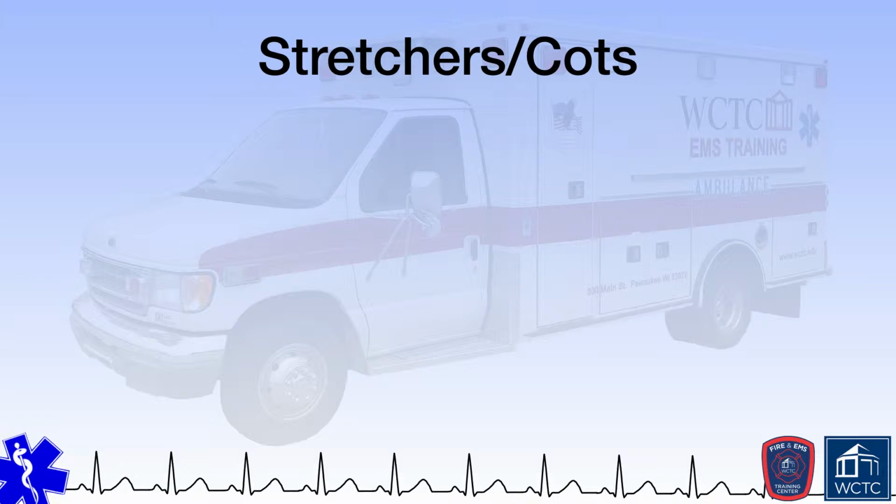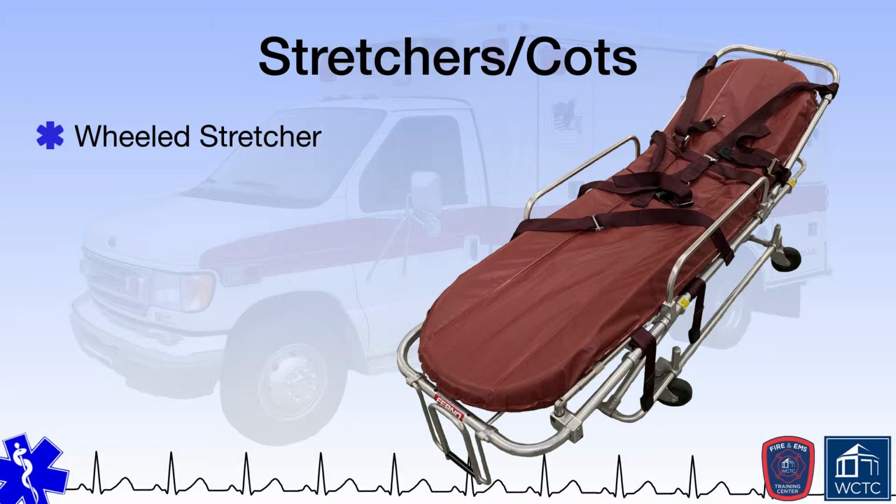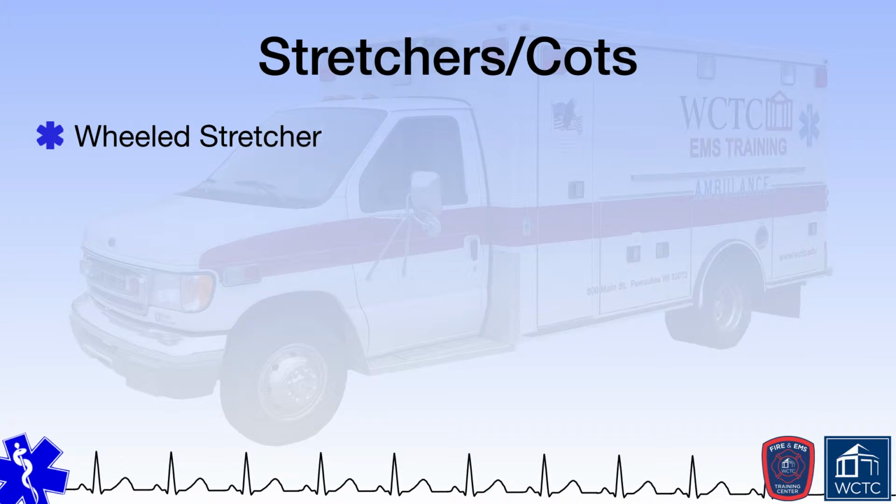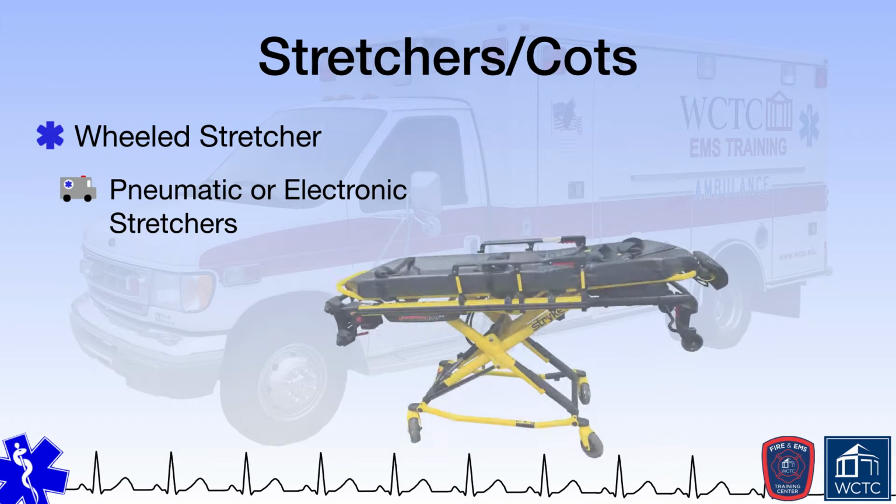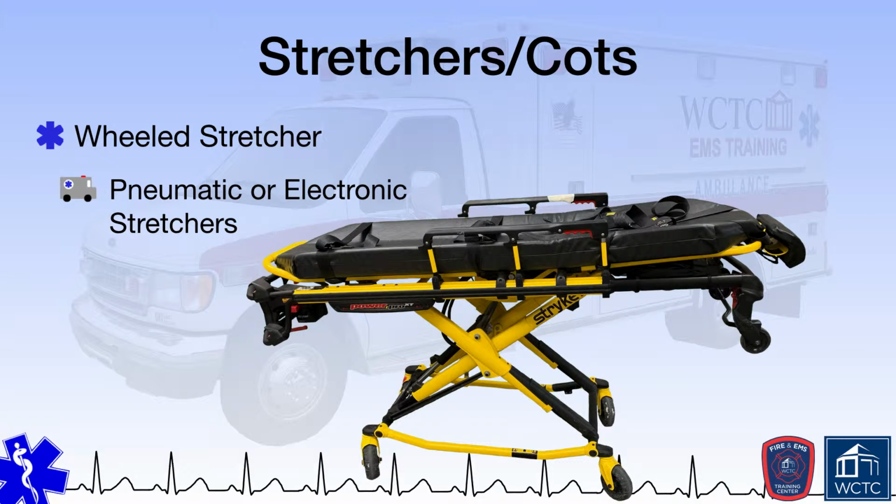Probably one of the most common and identifiable pieces of equipment used by EMS for patient movement is the stretcher or cot. The most basic type of stretcher used by EMS is the wheeled stretcher. This stretcher has collapsible legs with wheels so that the height of the stretcher can be adjusted and the stretcher can be pushed or pulled over flat terrain on its wheels. Over the years, these stretchers have evolved to incorporate pneumatic or electronic mechanical features to extend or retract the legs, which goes a long way in helping prevent back injuries associated with EMS providers lifting and lowering patients while on these devices.